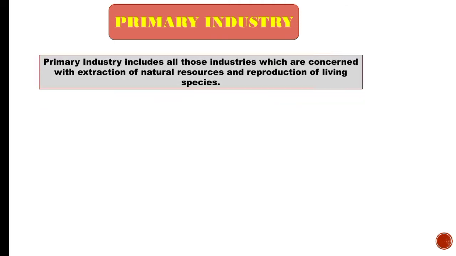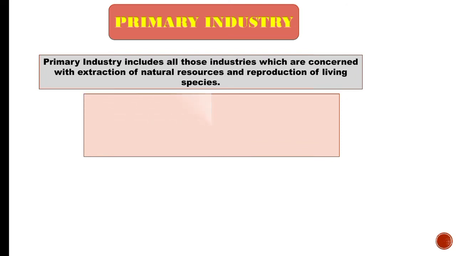Now let's discuss the very first category of industry, which is primary industry. Primary industry includes all those industries which are concerned with extraction of natural resources and reproduction of living species. So here primary industry means in this industry all the raw materials are extracted from natural resources or reproduction of living species.